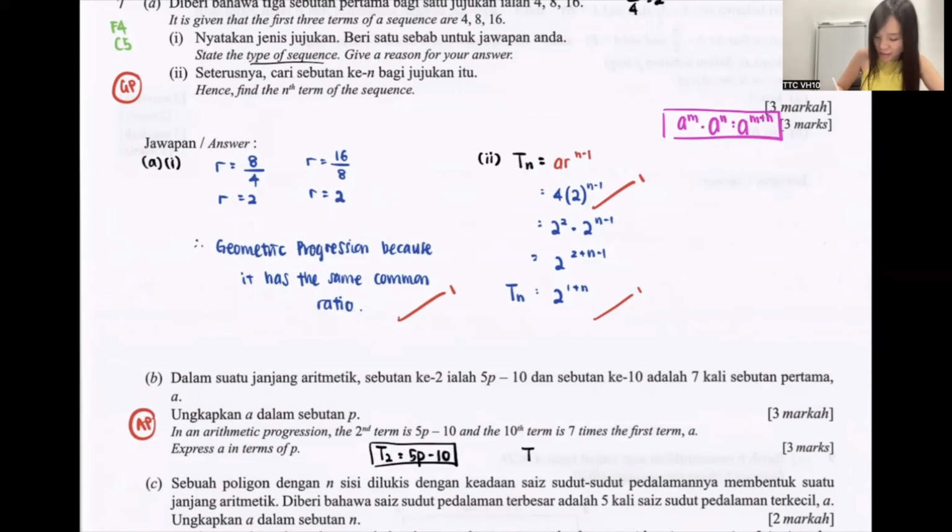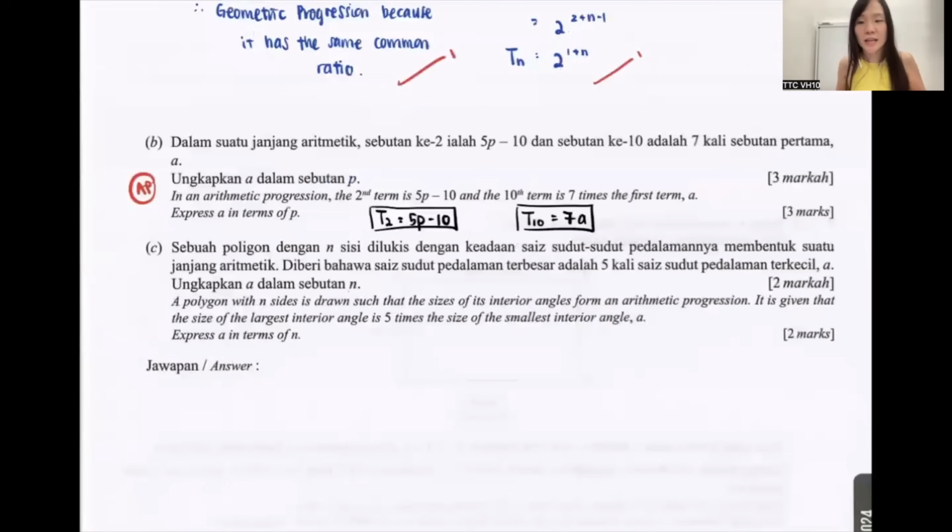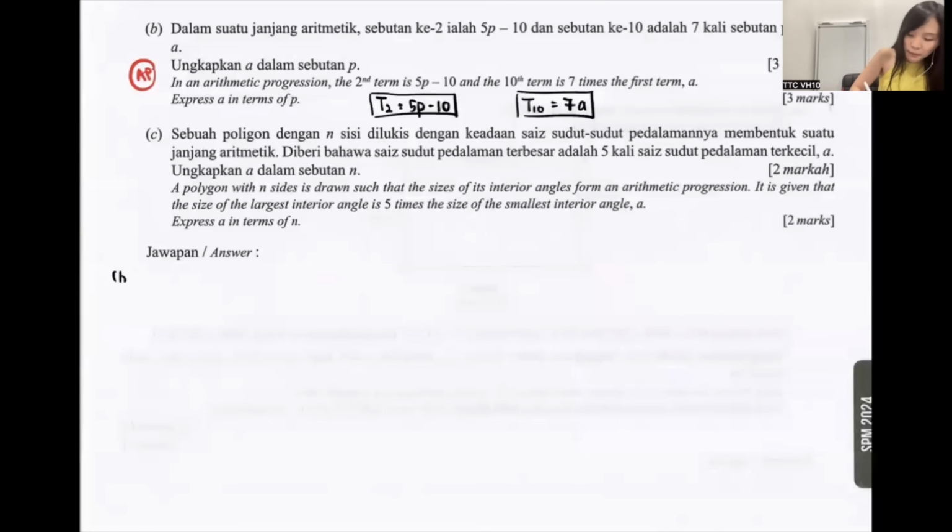Next one, the 10th term is T10. They say T10 is what? So T10, the 10th term, is equal to 7 times the first term, isn't it, 7 times the A? Okay, this is every single thing they give you so far. So now let's do B here.